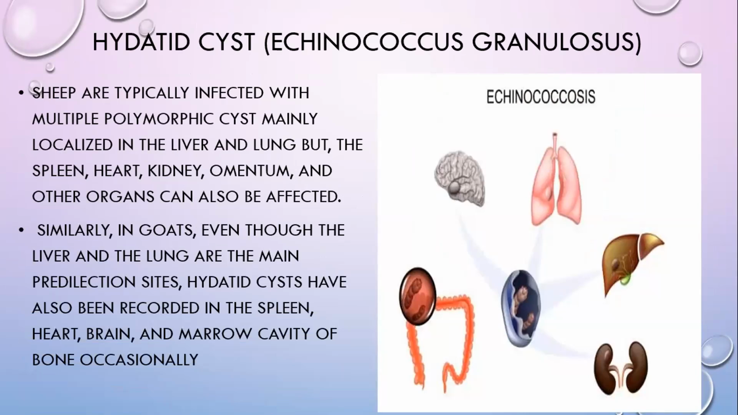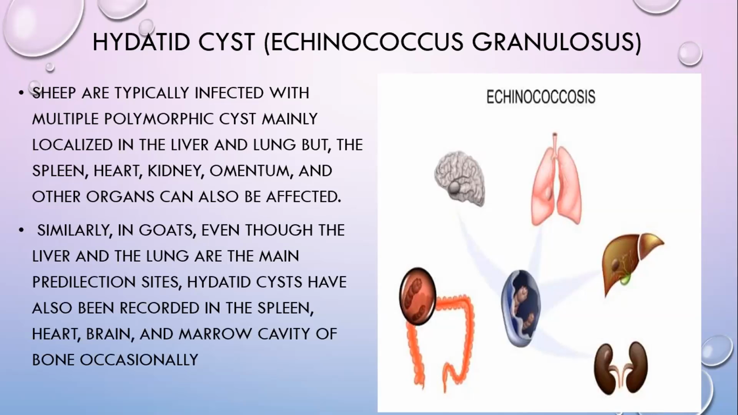Hydatid cyst is an infection which has a lot of public health and zoonotic importance. Here also the dog and wild canids are the definitive host. And the adult tapeworm in the dogs is rather harmless. You can see the harm is actually caused in the intermediate host, that is, sheep and goat.